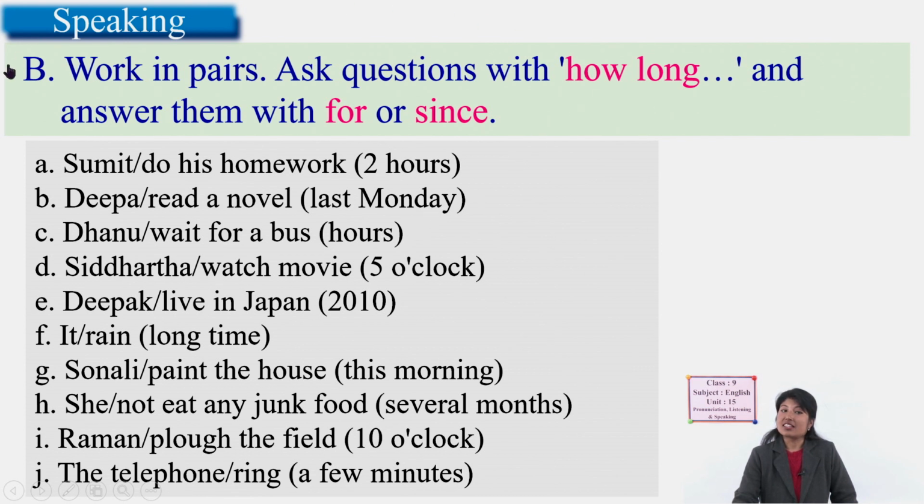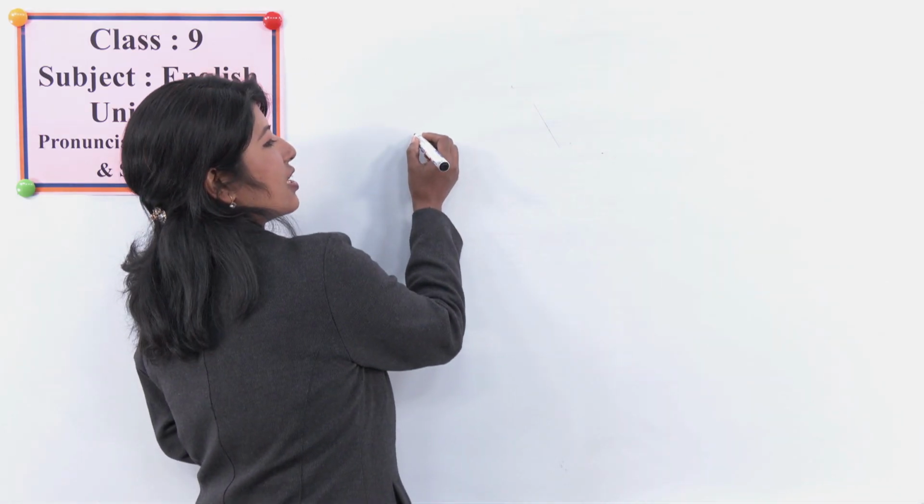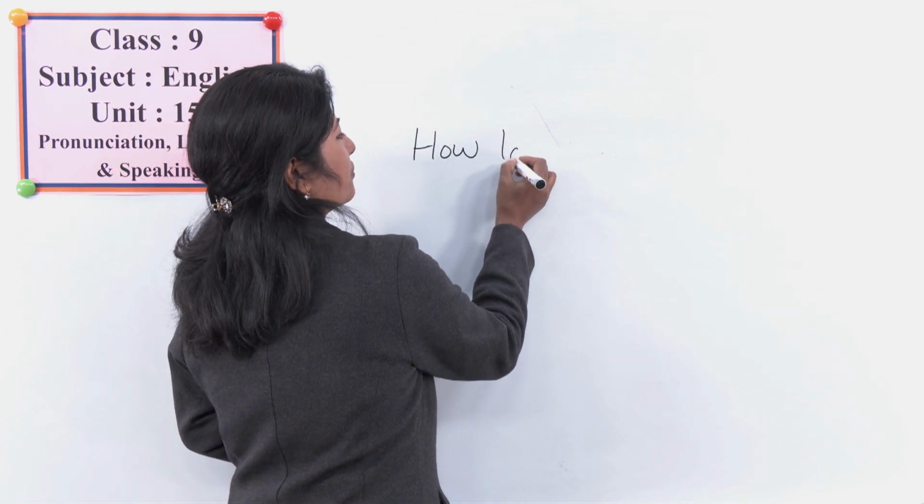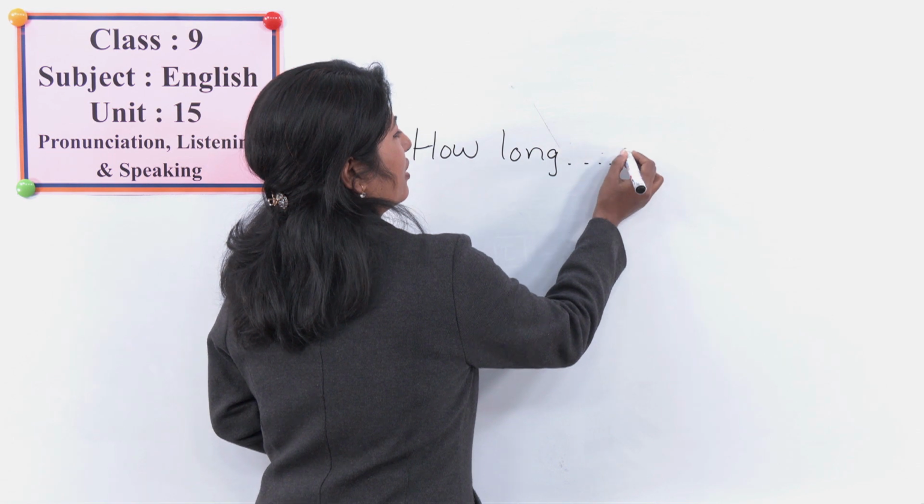Okay, number B, let's start. Work in pairs. Ask questions with how long and answer them with for or since. Okay, now you got the point, right? So questions we need to start with. Okay, look at the board. You need to start with how long. How long? Question.